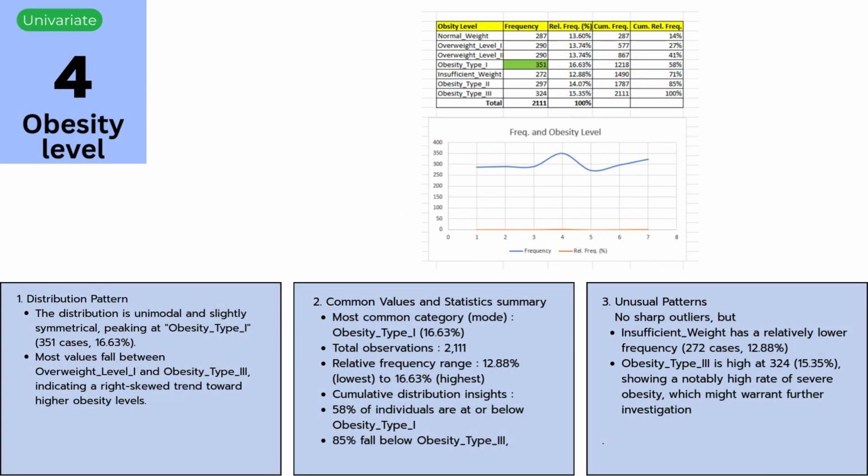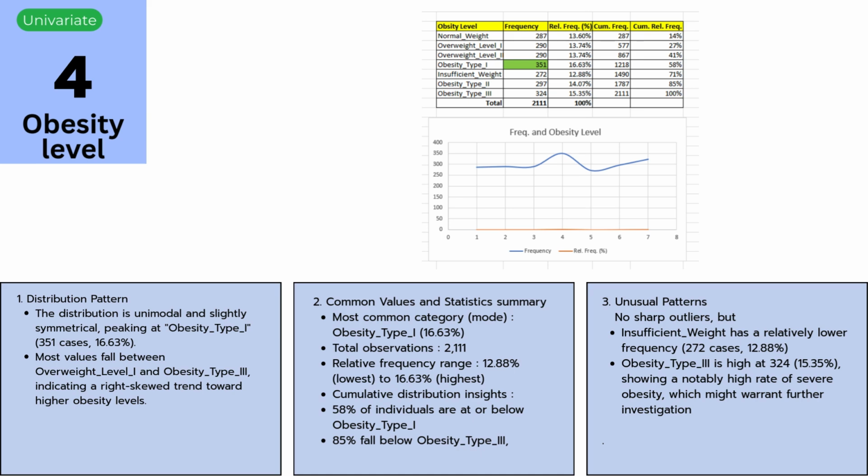Further, our last slide is the univariate of obesity level. The obesity level data shows a unimodal and slightly symmetrical distribution, peaking at obesity type 1, which is the most common category with 16.63% of the cases. Most values are between overweight level 1 and obesity type 3, reflecting a slight skew toward higher obesity levels.